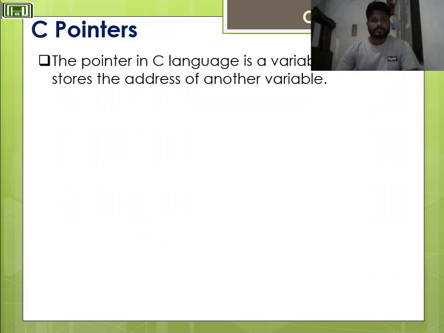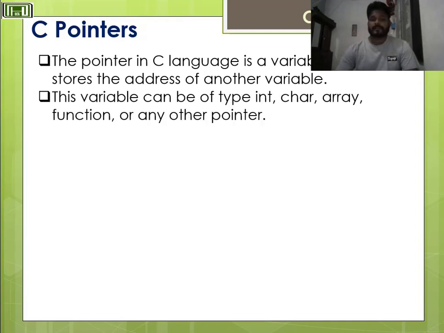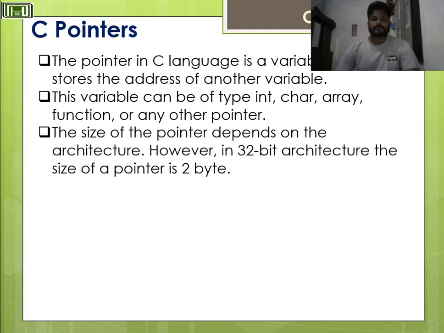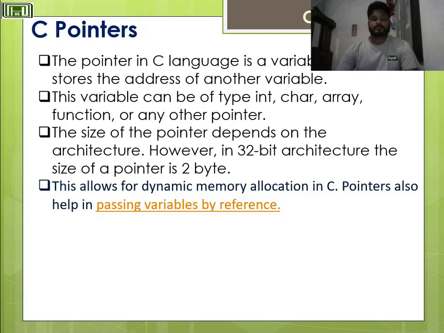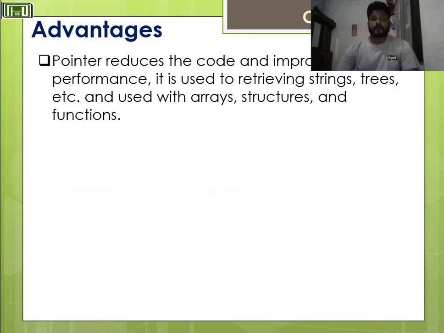So, going to the definition of pointer. A pointer is a variable which stores the address of another variable, and this variable can be of type int, char, array, function or any other pointer. The size of this pointer depends on the architecture. For example, in 32-bit architecture the size of a pointer is 2 bytes, and this is also used for passing variables by reference.